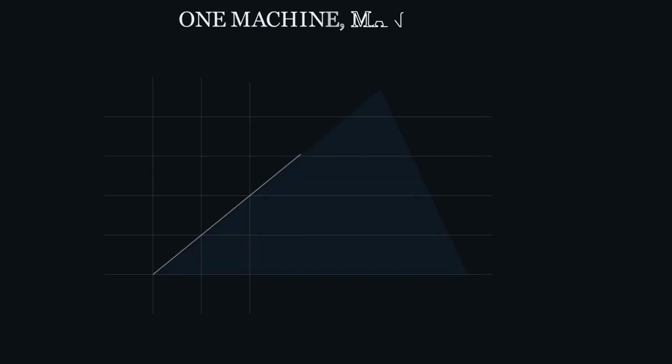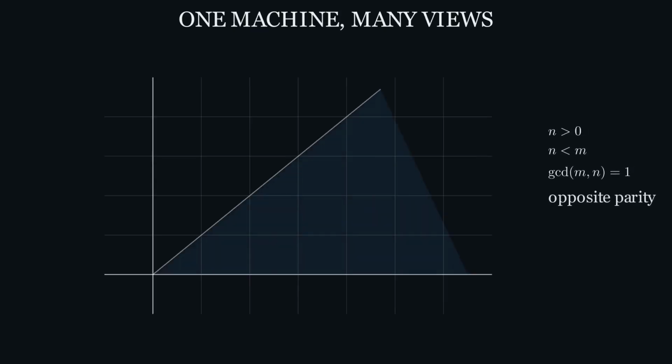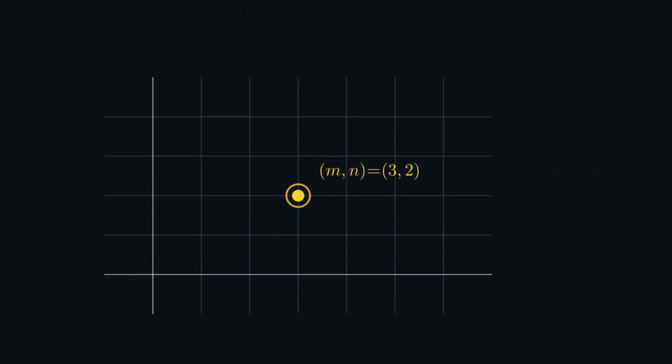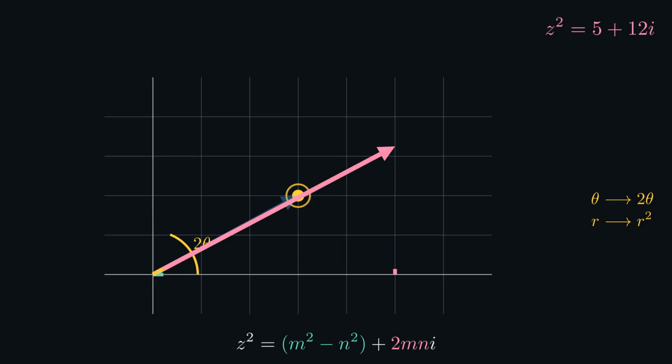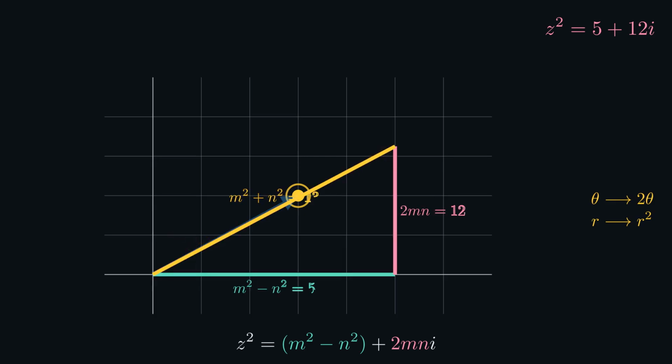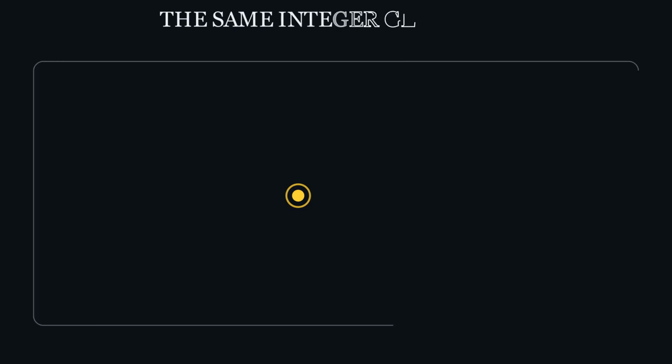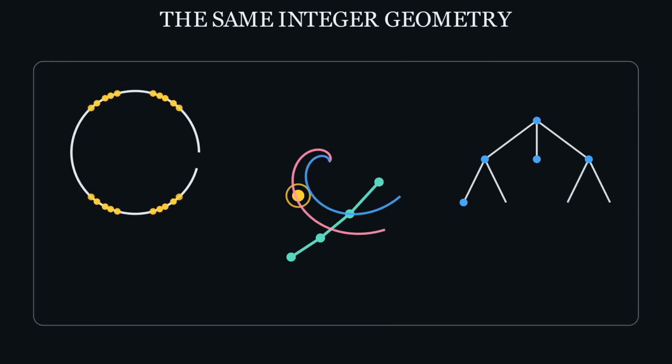So here's the finished machine. Choose a surviving lattice point m, n, above the axis, below the diagonal, coprime, opposite parity. Read it as the complex number m plus ni. Squaring doubles its angle and squares its radius. The output coordinates are m squared minus n squared and 2mn. Its distance is m squared plus n squared. Those are the two legs and hypotenuse of a primitive right triangle. Every primitive triple has exactly one such address after we settle which leg is even and ignore signs.